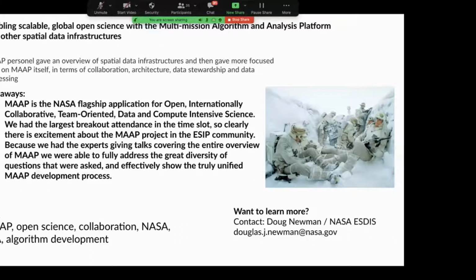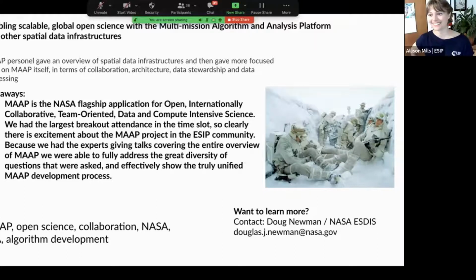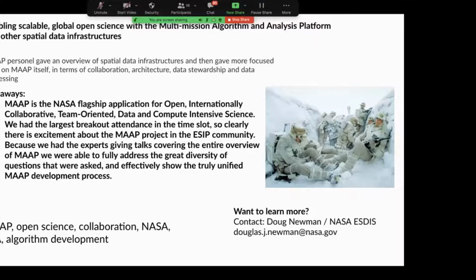Oh, this is me again. Again, it was cold. That's why I have a picture there. The second session that I worked on was the MAP session, the multi-mission algorithm and analysis platform, and looking at other spatial data infrastructures that are out there. But to be honest, it was mostly the MAP people talking about their experience.